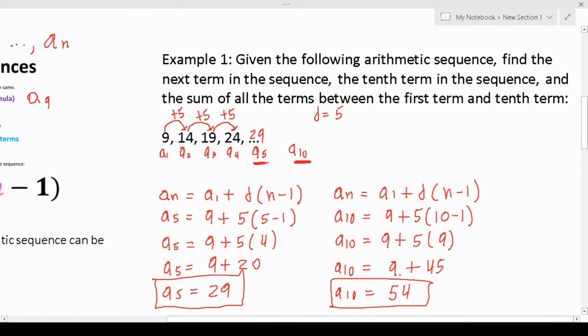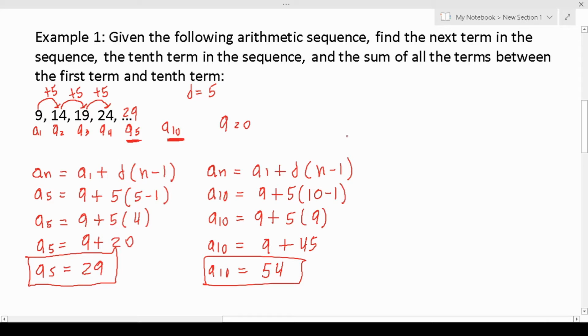And again, the ASVAB can be tricky if you're doing well. They might ask you to find the 20th term in this sequence, which would be a sub 20. In that case, it'd be very tedious to keep adding 5. In fact, you would probably make a mistake, in which case you have to realize that you have to use this formula to figure it out.